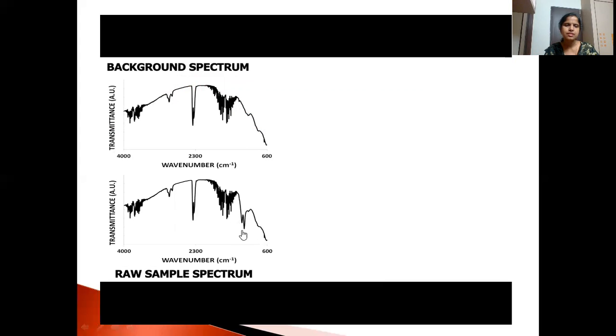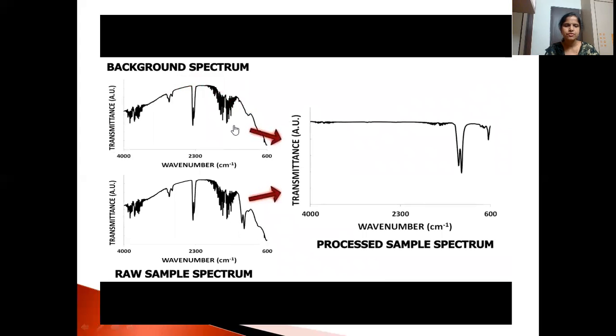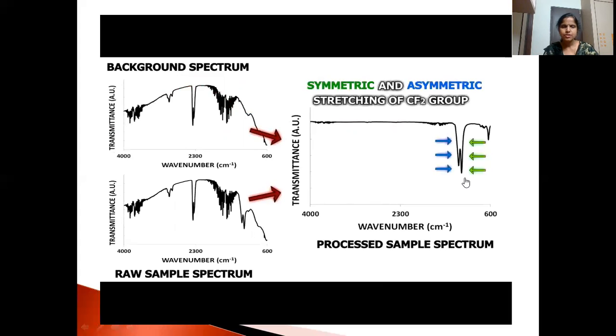When you superimpose these spectra and cancel all the others, we are left with only the bands due to the sample. This is how a clean and clear IR spectrum is obtained. We do not have the background bands due to the moisture and carbon dioxide present in the machine. This is how the IR spectrum is recorded.